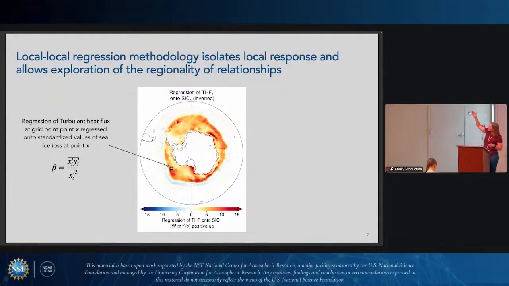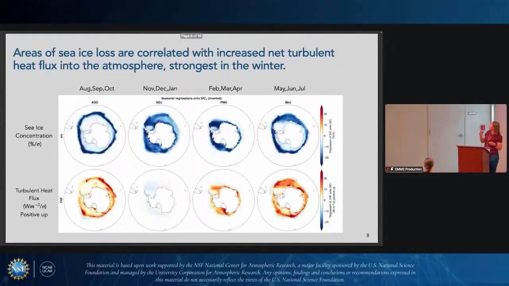In this case, you see that quite generally there's an increase in turbulent heat flux due to sea ice loss. That's not particularly surprising. That's been shown before, and this is, of course, from data across the whole time period, across all months, but there is a notable seasonality associated with this particular relationship.